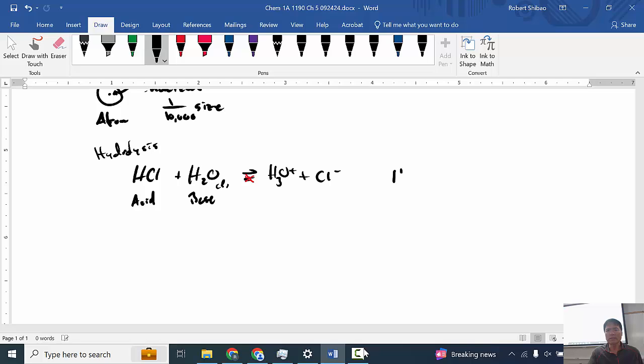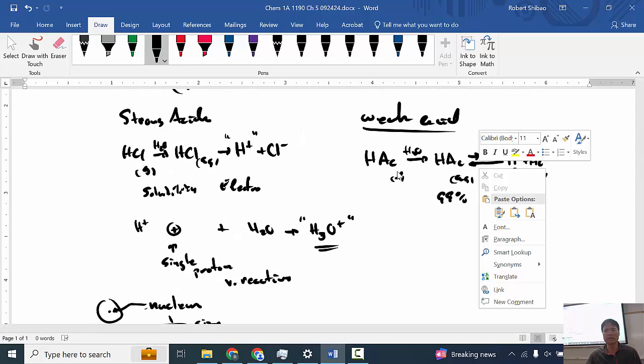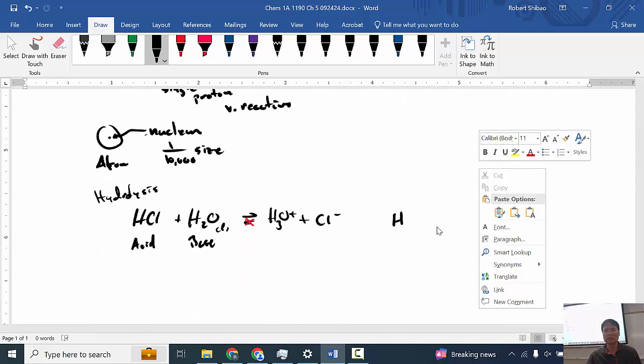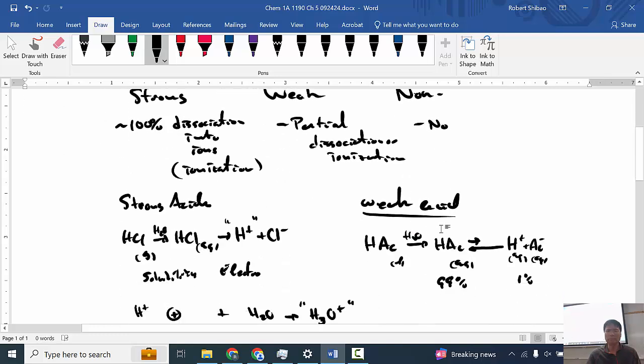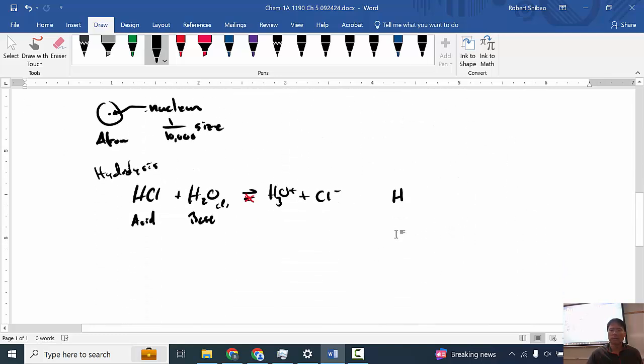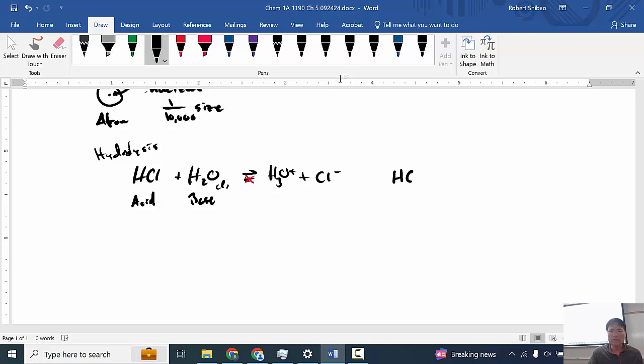For a weak acid, like acetic acid, I probably shouldn't use these abbreviations, HAC. Probably should write it out: HC2H3O2. Weak acids only partially hydrolyze water. And so I'll draw two arrows here. The small arrow going forward just represents the unfavored direction, and the big arrow represents the favored direction.